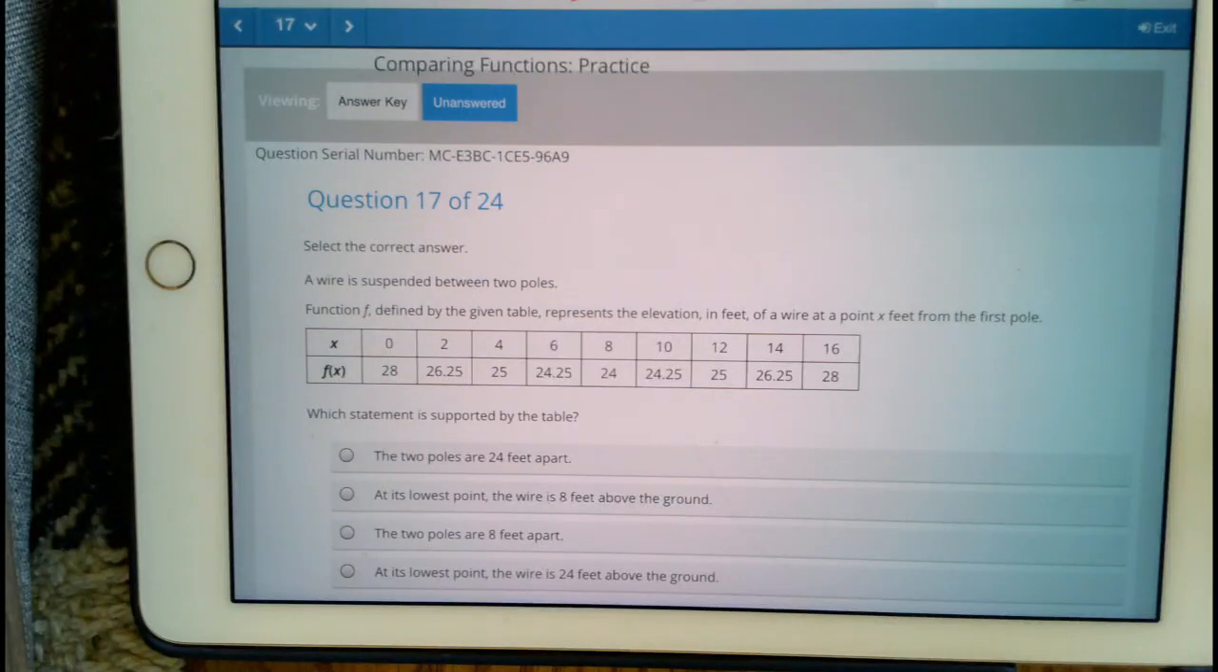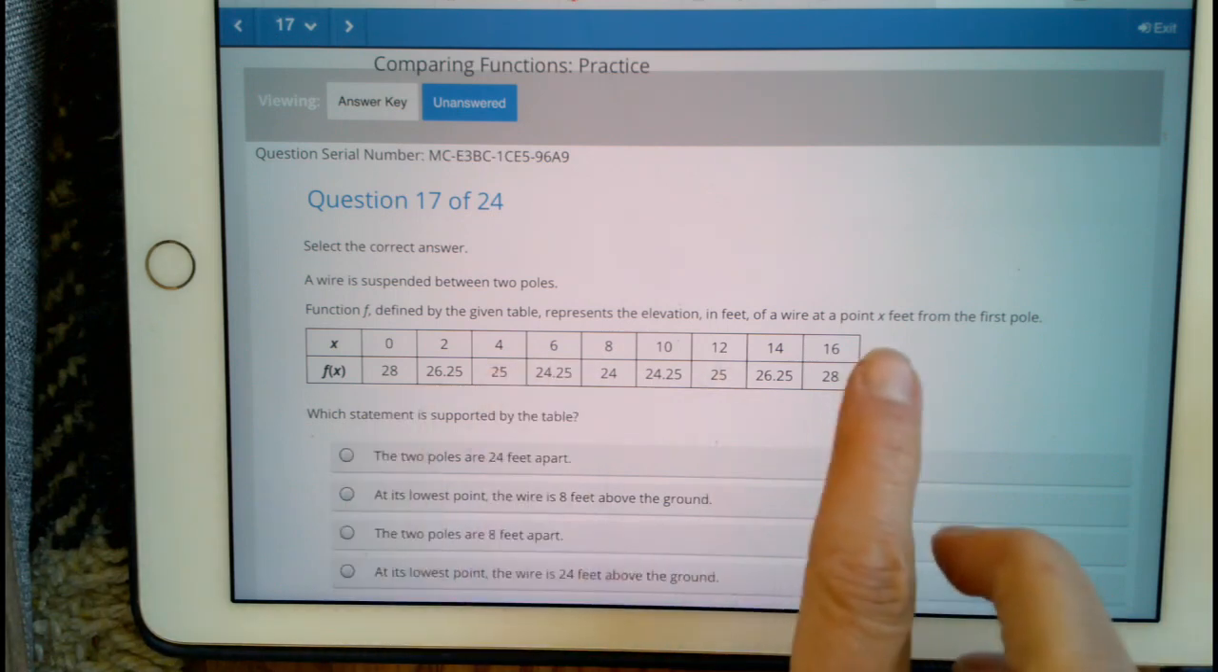A wire is suspended between two poles. Function f, defined by the given table, represents the elevation in feet of a wire at a point x feet from the first pole. So the x values are a distance from the first pole. So the first pole is at 0, and then its elevation is 28.